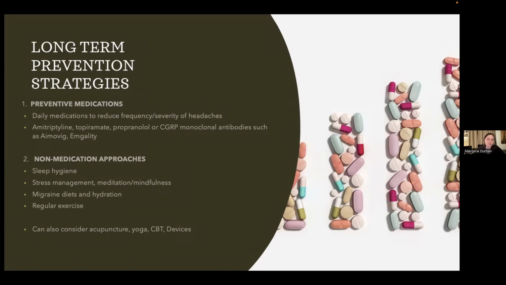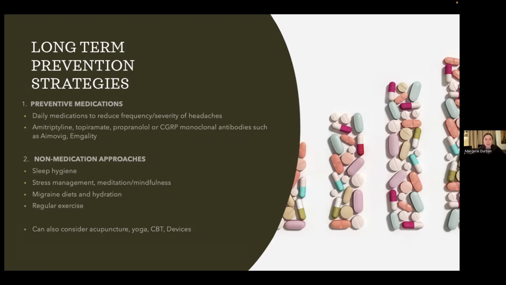So just to touch on what are some long-term prevention strategies. We can use medications for this. We can do a daily medication, which will reduce the number of your headaches. So instead of having a headache every single day in a month, we're trying to get that number down, and we're trying to get the severity of the headaches down.